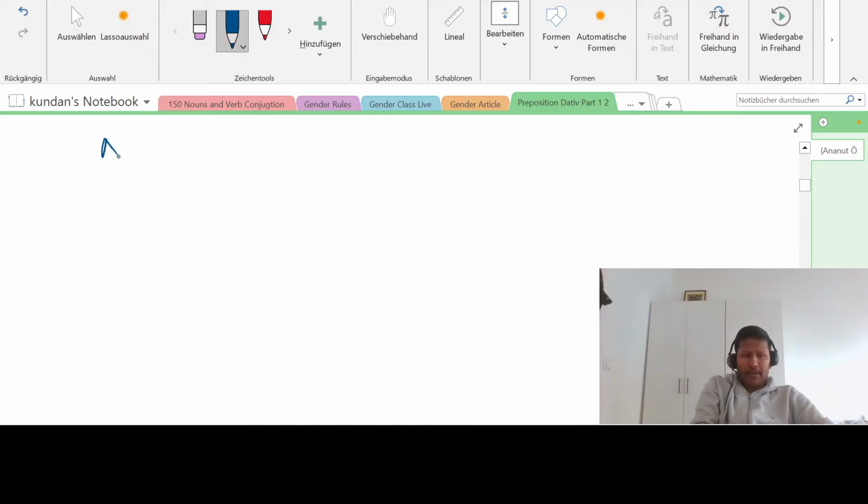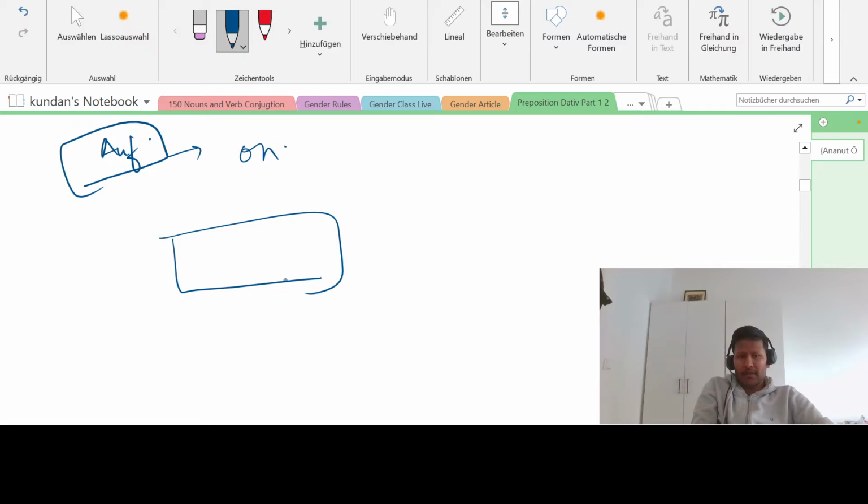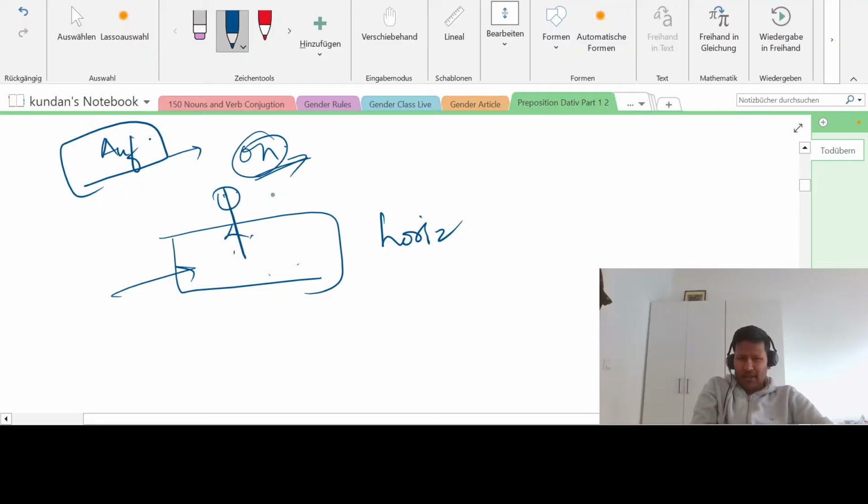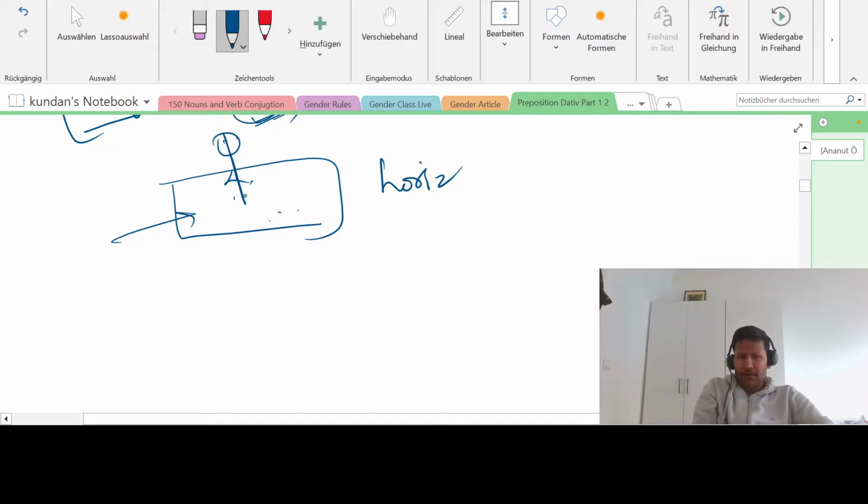So now this is auf. Auf is used in the sense of on, okay? When you have a horizontal surface and you are standing, suppose, then you say, I'm standing on the floor. So in that sense it is used, the sense of on. If I'm saying I'm standing on the floor, then auf.